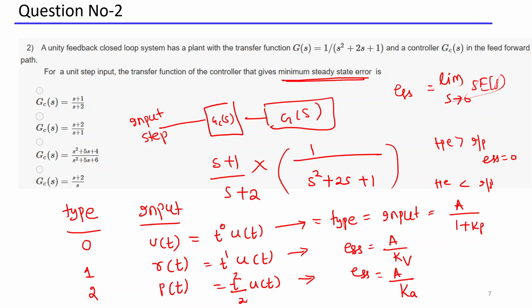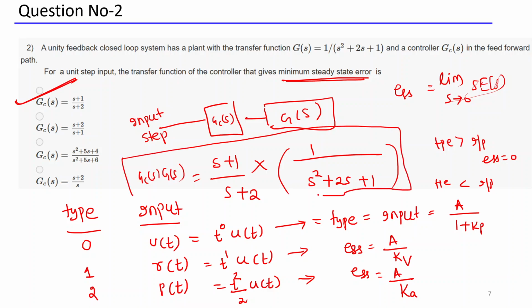Based on these 5 points, now you can clearly see, if I put the first option, s plus 1 divided by s plus 2, what is the type of the total system, Gc(s) into G of s, where G is the plant transfer function? When the type is less than the input, what is the steady state error? It is infinity.